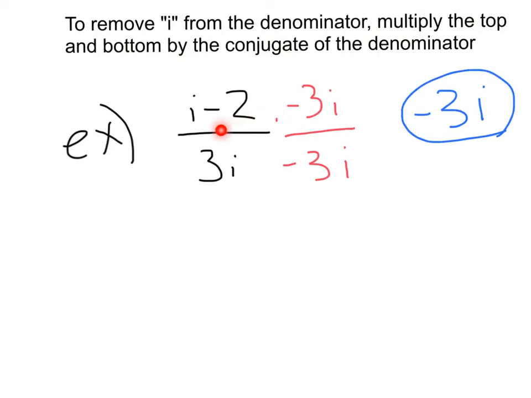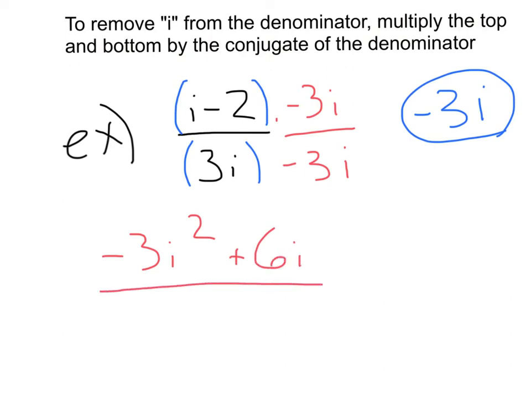Be very careful when you're dealing with the numerator. This negative 3i is going to have to distribute to each of these terms. So I personally like to draw parentheses around the numerator and the denominator, so I always remember to distribute if I have to. So let's start with the numerator. Here I have negative 3i times i. That's going to give me a negative 3i squared. Next, I've got a negative 3i times negative 2. That's going to give me a positive 6i.